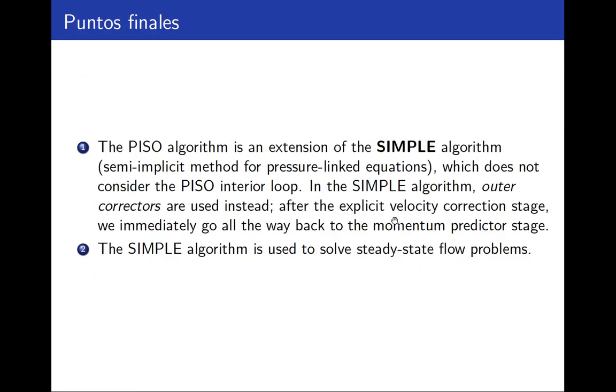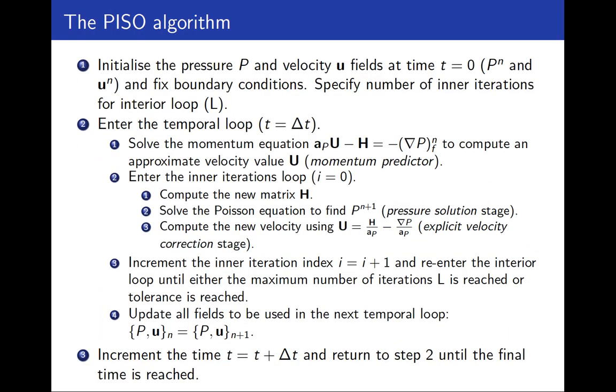So the PISO algorithm is an extension of the SIMPLE algorithm. SIMPLE stands for semi-implicit method for pressure linked equations. So the main difference between SIMPLE and PISO is that SIMPLE does not consider the PISO interior loop. So in the SIMPLE algorithm, outer corrections are used instead. So after the explicit velocity correction stage, which is this stage, in the SIMPLE algorithm, we go back all the way to the momentum predictor equation. So the SIMPLE algorithm does not consider the inner iteration loop.